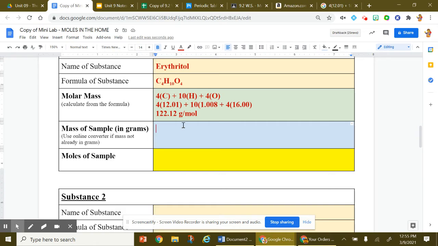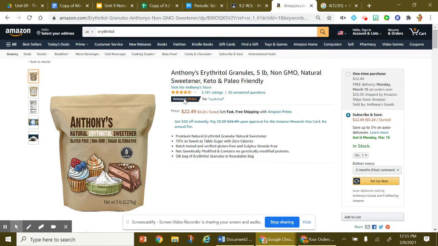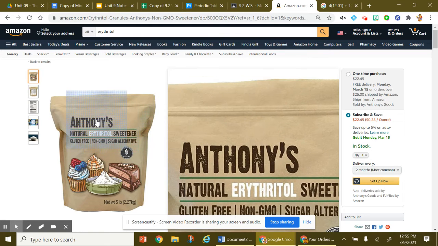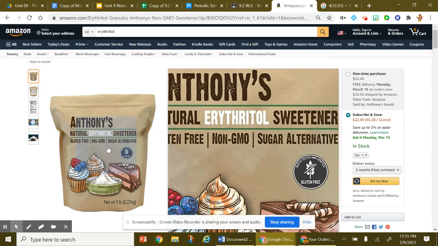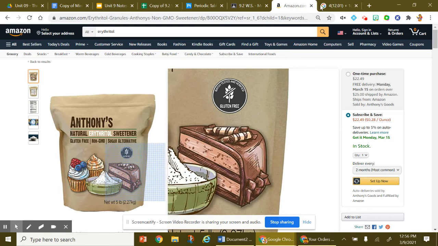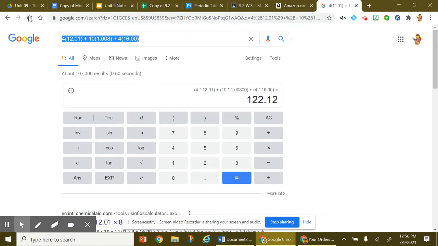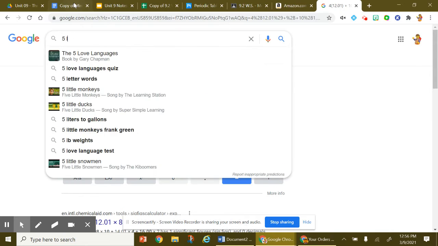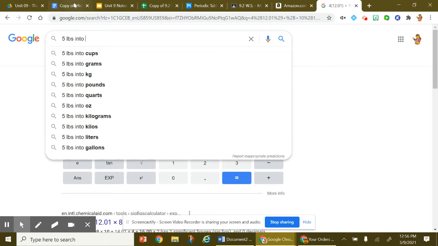Next, how many grams is my sample of erythritol? Well, let me take a look at this package again. Okay, you're going to have to read the package here. This package of natural erythritol sweetener weighs 5 pounds or 2.27 kilograms. All right, I need that in grams. Let me just do 5 pounds into grams.